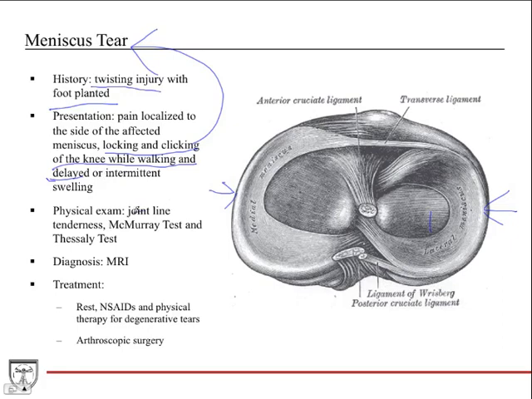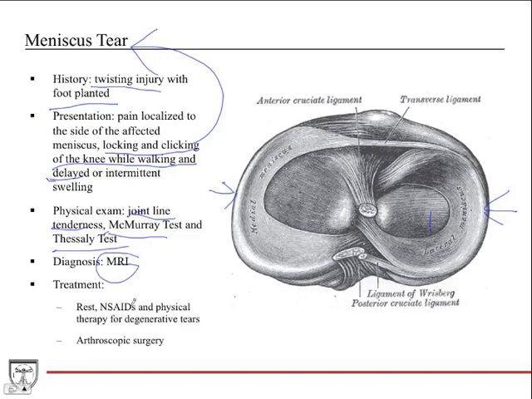Physical exam, again, you're going to have some joint line tenderness, so right near whatever aspect is injured. And then this is where it's a difference. You do the McMurray test or Thessaly test. Those will be positive, versus an anterior drawer or Lachman test for ACL. Diagnosis: MRI will show you a torn meniscus.